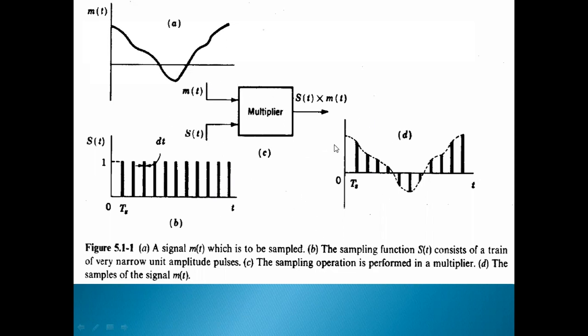So this is nothing but natural sampling. This process may also be called PAM, because in PAM the pulse amplitude changes according to the modulating signal changes. Now, A is the m(t) signal applied to the multiplier, and the s(t) signal is applied to the multiplier, and the output is s(t) times m(t). Now C is the multiplier, and D is the sampled signal of m(t).